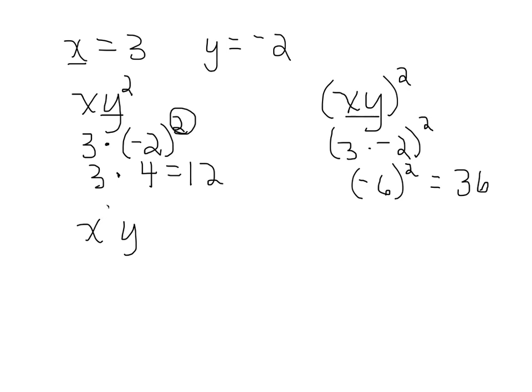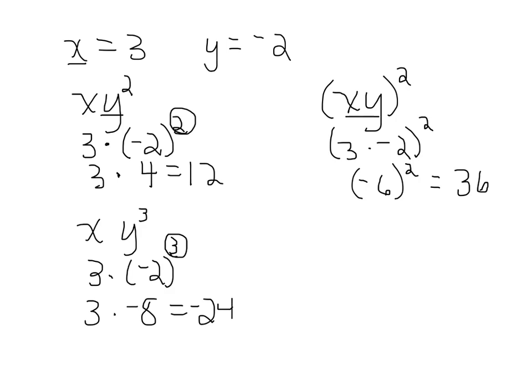On the other hand, if I say x times y to the third. What I plug in for x is 3. What I plug in for y is negative 2 to the third. Once again, we have to go to the exponent. A negative number raised to an odd power is negative. So that makes this negative 8, this positive 3. That equals negative 24.